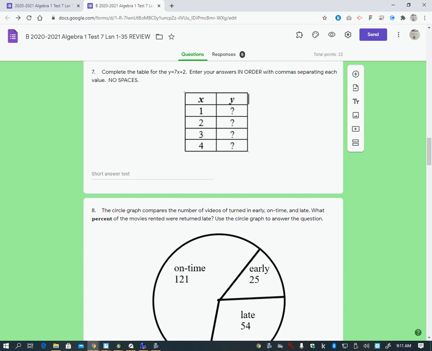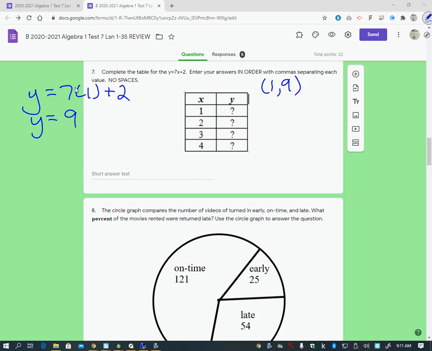All right, number 7. Complete the table for y equals 7x plus 2. Enter your answers in order with commas separating each value, no spaces. This is the work that's going on my paper: y equals 7 times 1 plus 2, y equals 9. Does that make sense? My answer here is 1 comma 9.